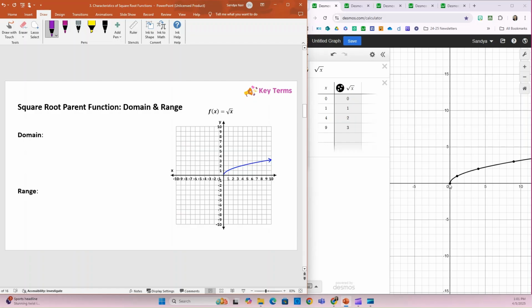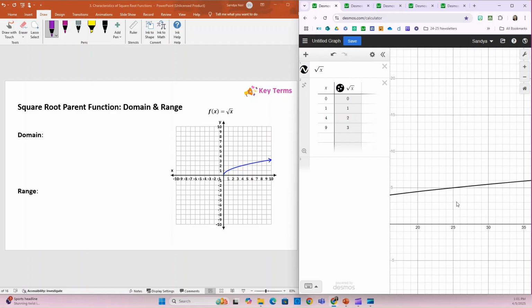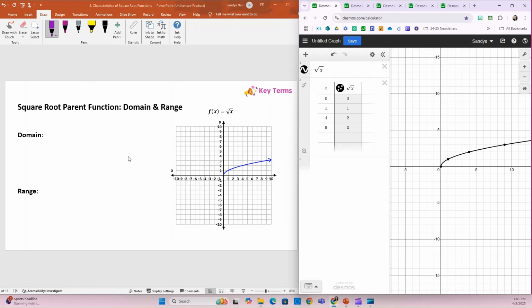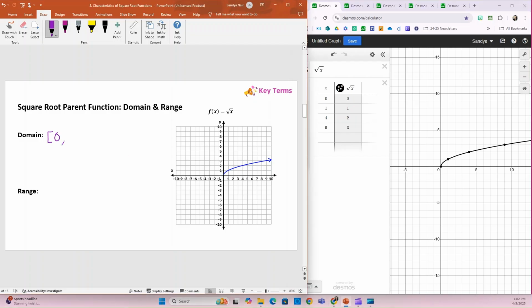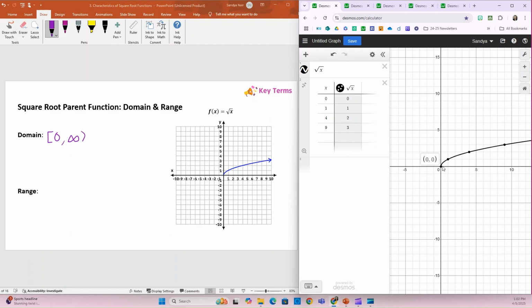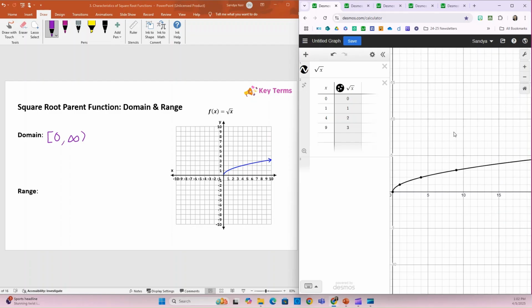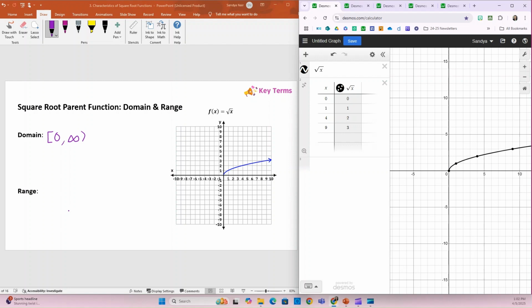So notice the x values have a specific starting point. They start off at 0 and then they continue forever to the right. So we would say the domain is a square bracket at 0, because that's the starting point, and then it goes all the way to the right to positive infinity. The range also has a starting point. The lowest y value I can see here is 0, and then from there my graph is going up. So I would say the range goes from 0 to positive infinity.